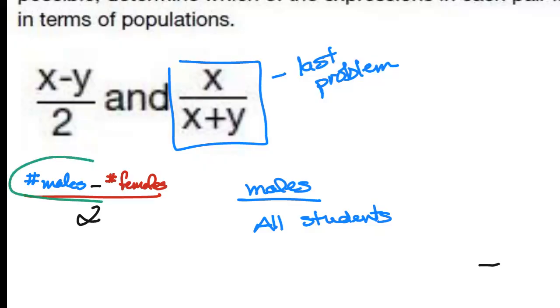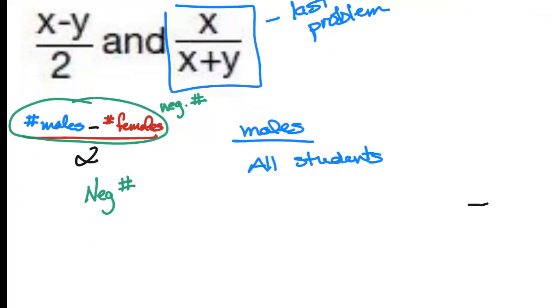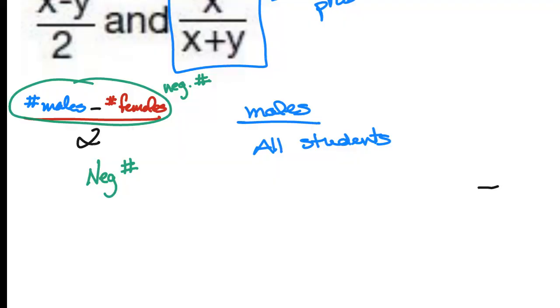This numerator, okay, is going to be a negative number. So if you have a negative number and divide that by 2, you're still going to get a negative number, right? So I'm comparing a negative number with, what kind of number was this again? The number of males out of all the students was going to be a fraction. So which one is larger, the negative number or the fraction? The fraction.